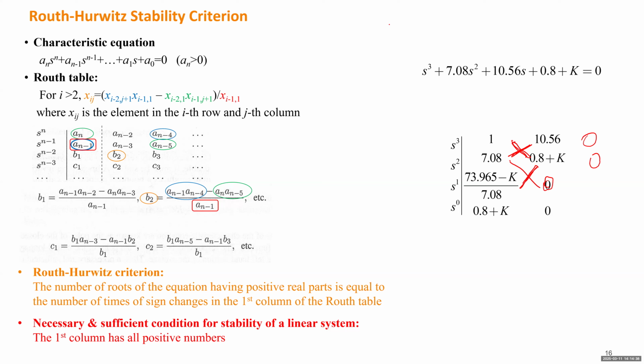We want the first column to be all positive, which means to make this fraction positive, K has to be less than this value, 73.9. To make this bottom item positive, K is positive anyway, because K is just the control gain. It has to be a positive value. So that will make the last item positive anyway. So finally, K has to be smaller than 73.9, which means R has to be bigger than 0.0135.